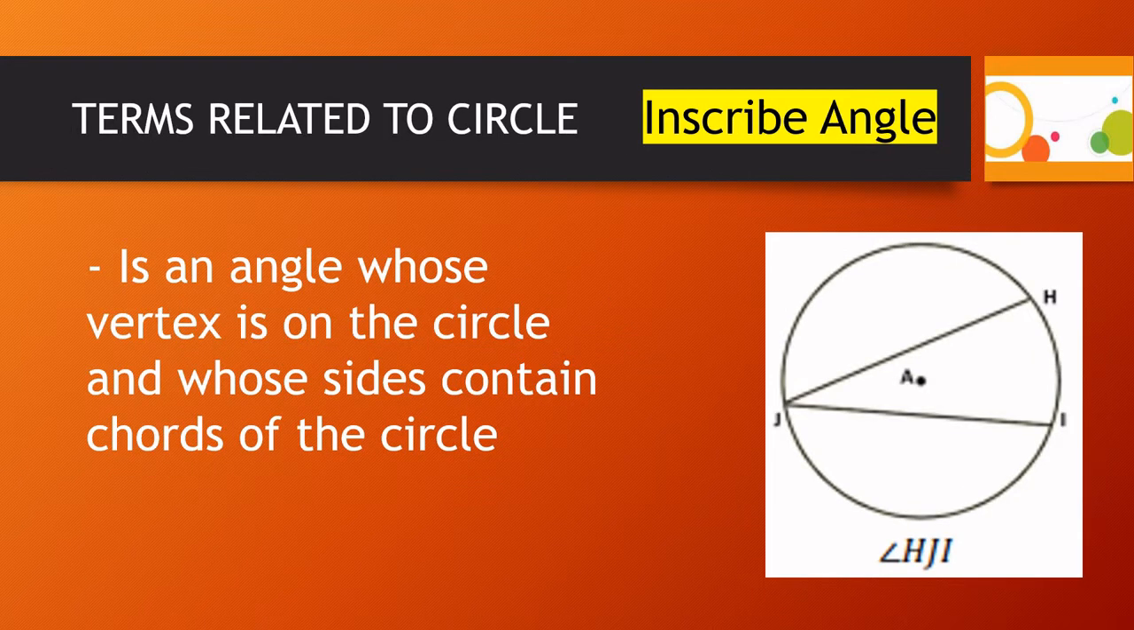Next term is an inscribed angle. So, when we say inscribed angle, it is an angle whose vertex is on the circle. So, the vertex is on the circle itself. Okay? And whose sides contain chords of a circle. So, the sides of the angle are longer. So, in this illustration, angle HJI is called the inscribed angle.